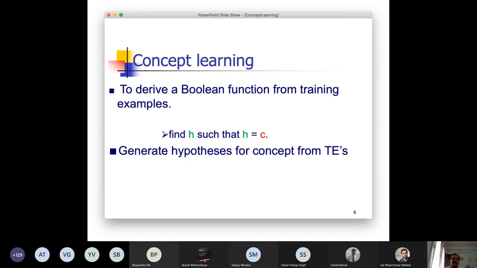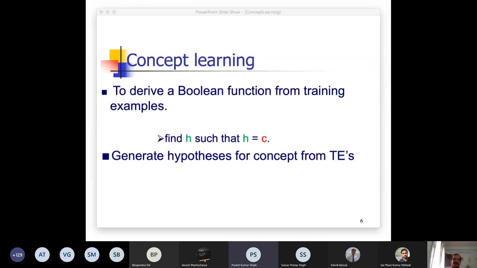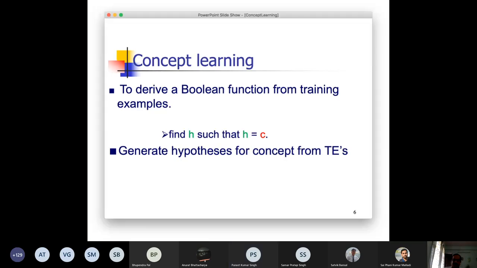So what is the solution? Sir, I have one question here. What's the difference between target function and target concept? Sometimes we say concept and sometimes function. You don't confuse yourself. They're the same. If something is written function and something is written concept, they are all synonymous here.